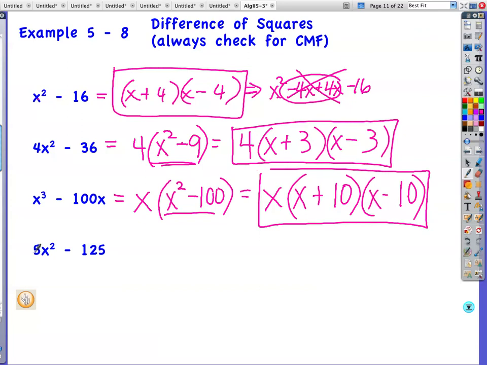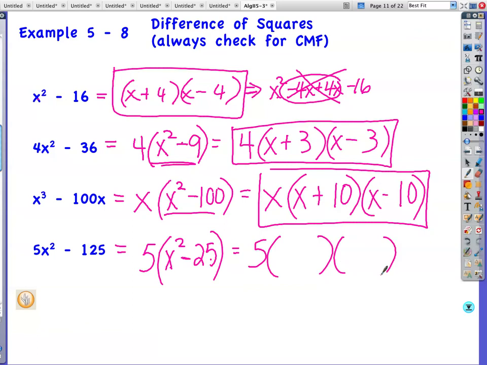On to this one, 5x squared minus 125. What's a common factor? 5. Now I've got x squared minus 25. Okay, this is a difference of square numbers. So 5, two sets of parentheses. I've got an x and an x, and then I have 25. So I've got 5 and a 5 here, plus, minus. And that is the correct factoring.